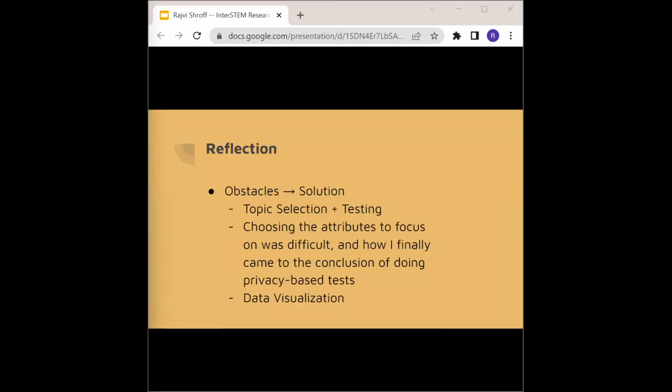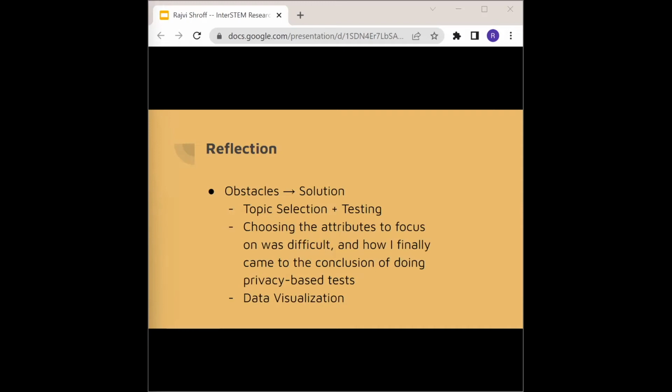Okay, reflecting on the whole process, it was a great experience and my first time doing research. There were definitely a lot of obstacles, but each time I managed to come up with a solution, which I think is what the scientific process is all about.